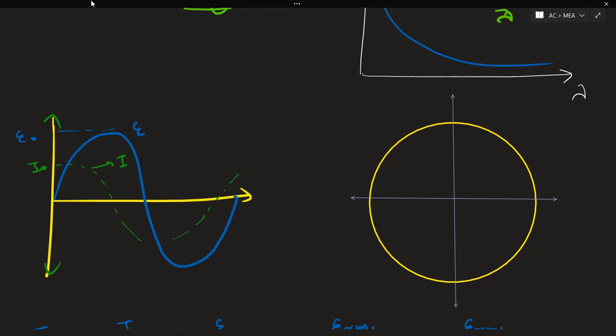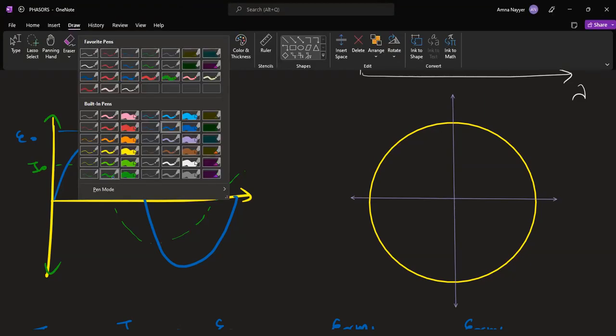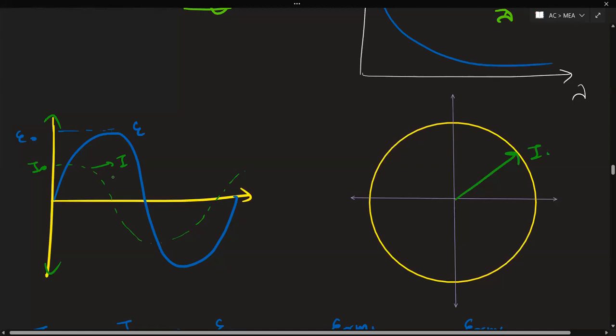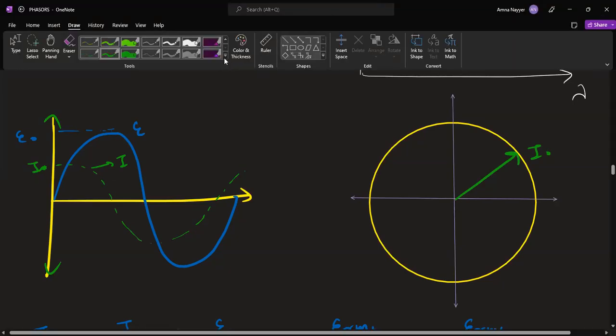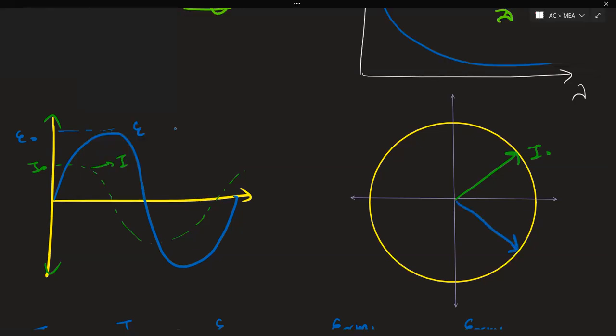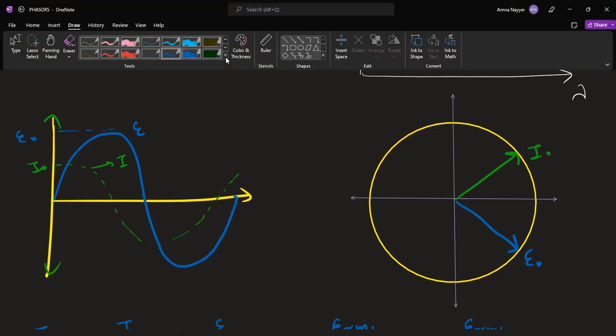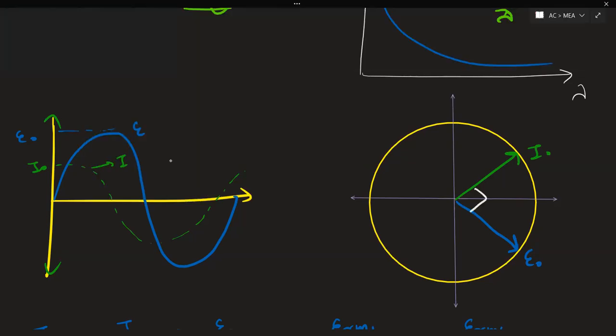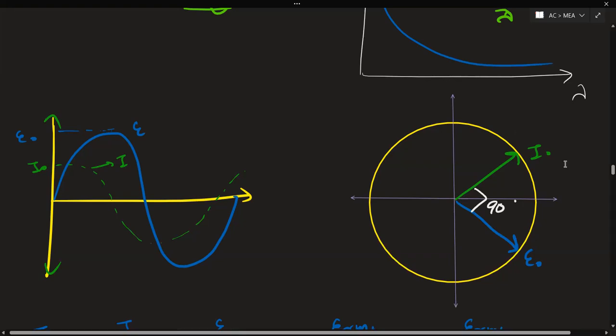EMF, let me draw current first. See, let's say current is here. This is current, I know. EMF is lagging by 90 degrees. This time EMF will be drawn here. This is your EMF. And now the angle between them is 90 degrees. This is the difference between all of these circuits. Understood?